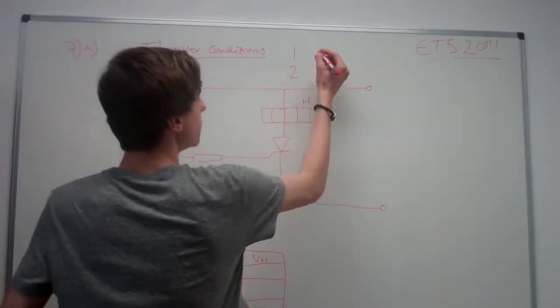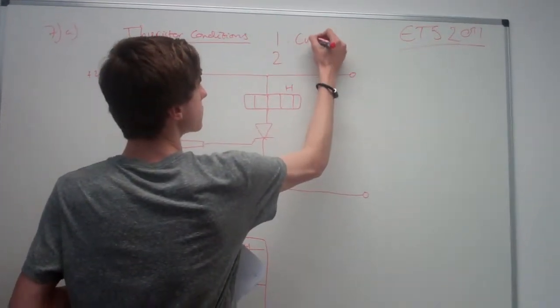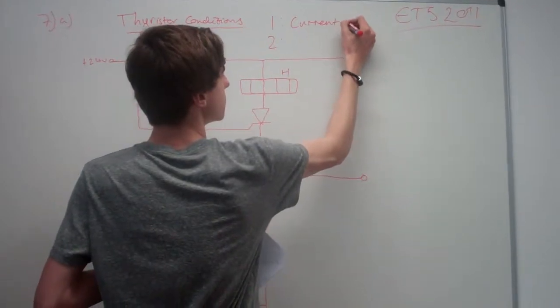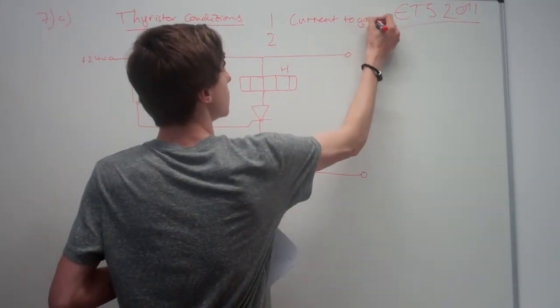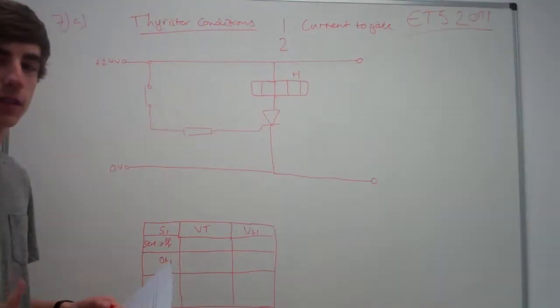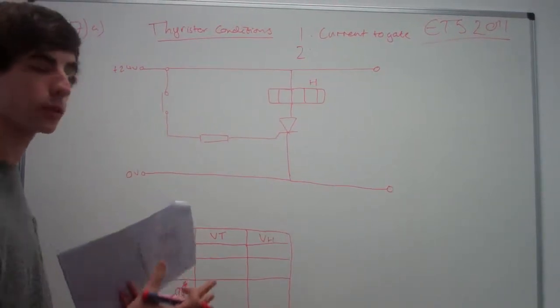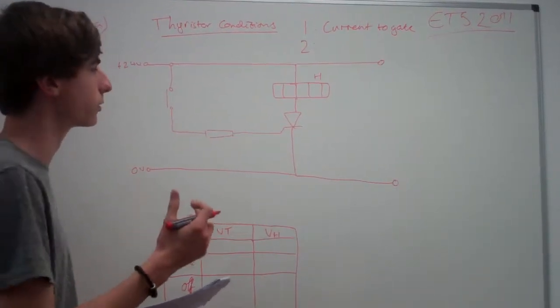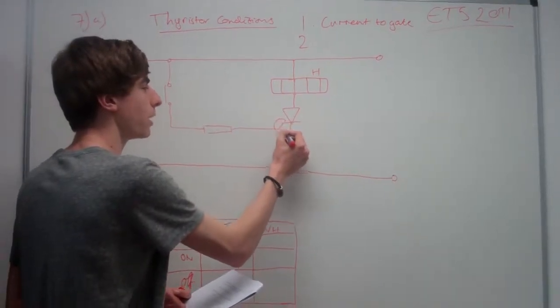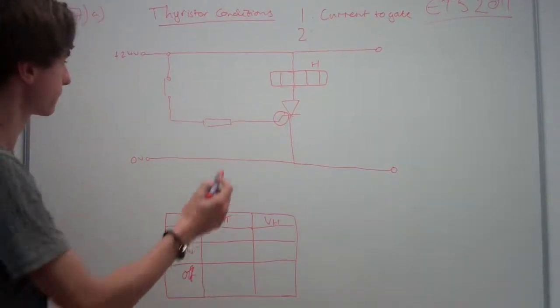It's that there must be sufficient current to the gate, and if you can, try and remember to say sufficient as well, because sometimes you can have a very low current and it won't conduct. Remembering that this part here is the gate, okay?